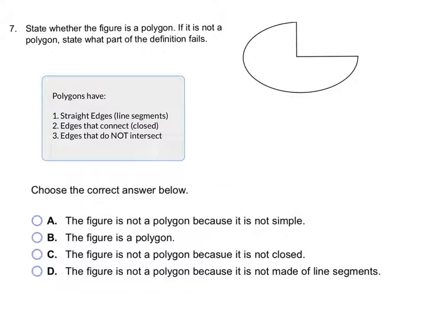If we look at our shape that's given to us, this shape does not meet the first criteria. This shape has a curved line, and polygons must have all straight line segments as edges. Since this is a curve, we know that this is not a polygon. So our answer is D. The figure is not a polygon because it is not made of line segments.